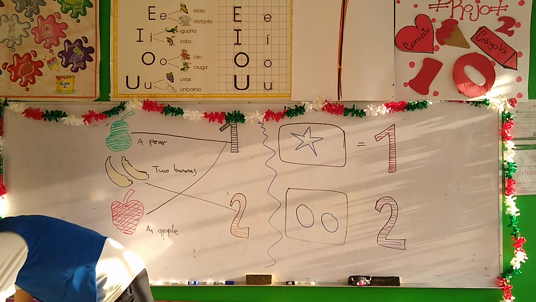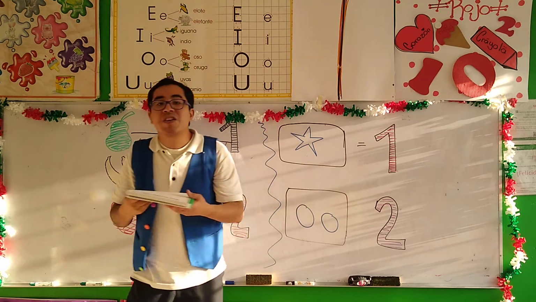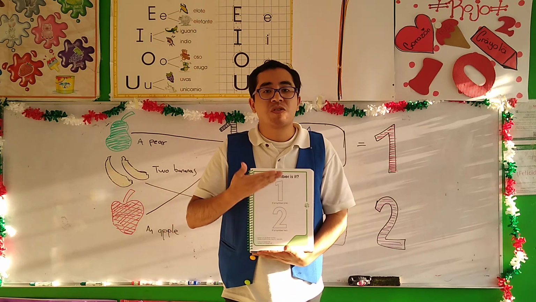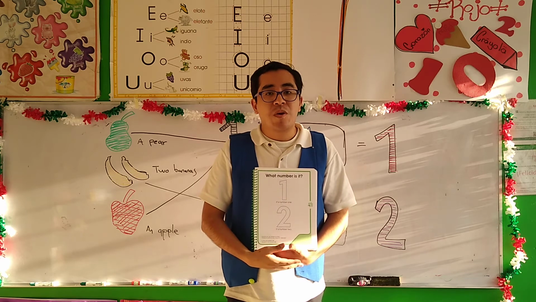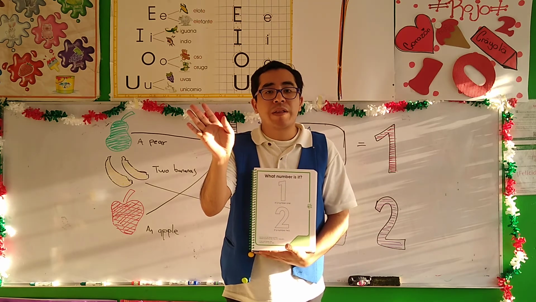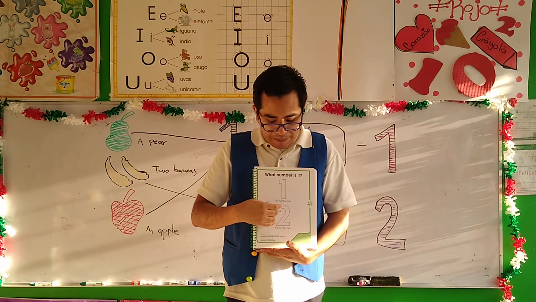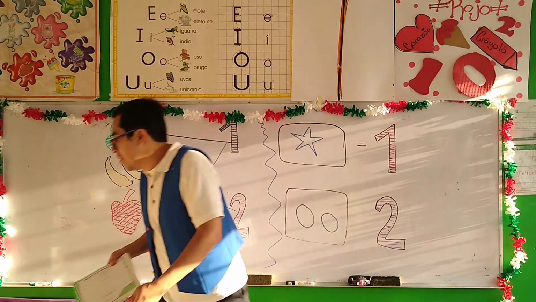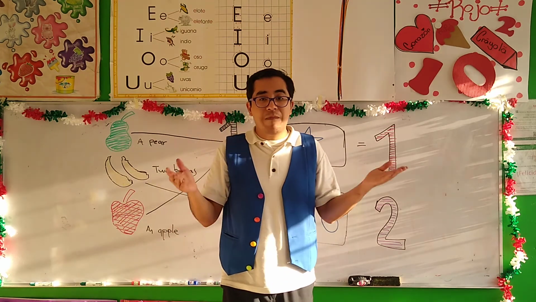Very good. Now, the last page of this day, again, we continue with numbers. Number 1 and number 2. With the colors that you want, this is optional. You have to paint number 1 and number 2. Okay? Very good.